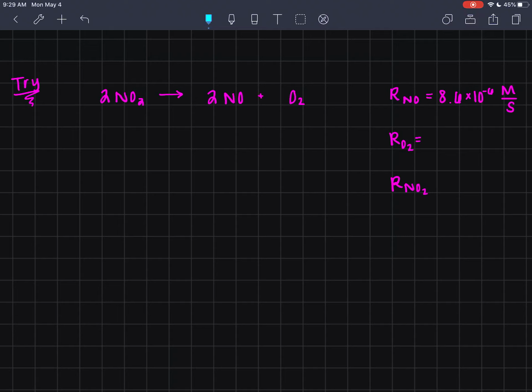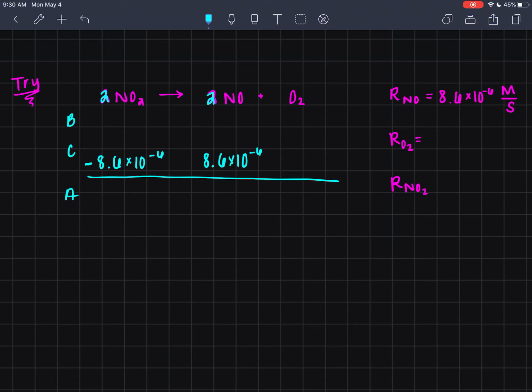Okay, I'm assuming that you've attempted and that you've paused and unpaused the video and you're ready for a solution. So once again, I'm going to do this 2 ways, with the BCA table and just by looking at the coefficients next. But let's start with the BCA table. So in my BCA table, I know that my change for nitrogen monoxide is 8.6 times 10 to the negative 6. I want to figure out how is my oxygen changing and how is my nitrogen dioxide changing. So this is a 2-to-2 ratio between nitrogen monoxide and nitrogen dioxide. So that means that they are really 1-to-1. So they are going to change at the same rate.